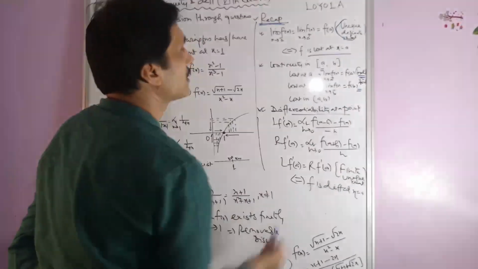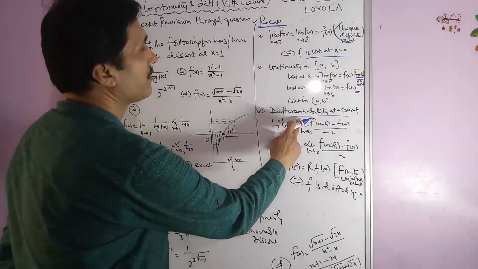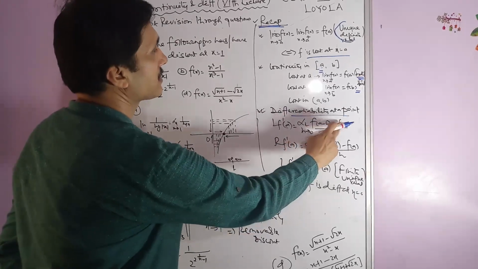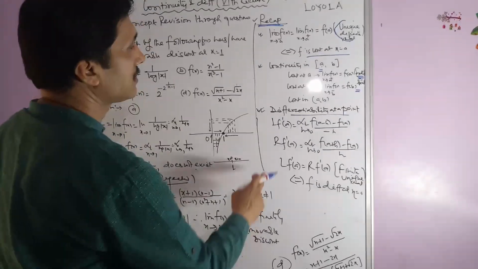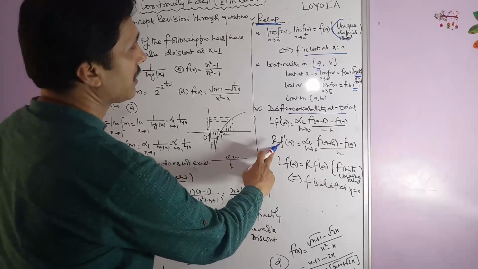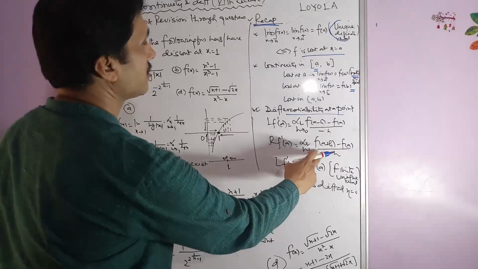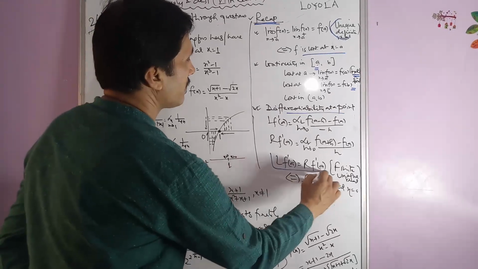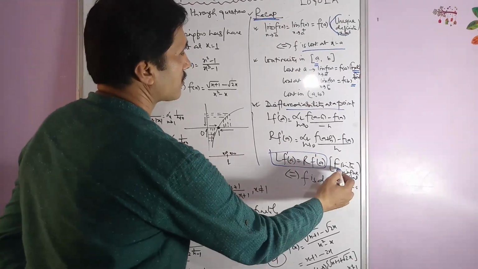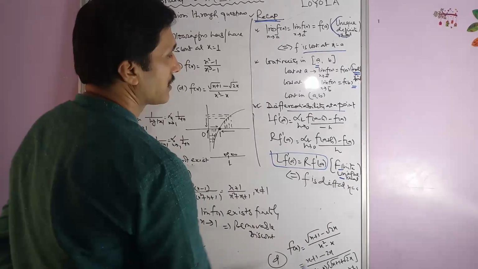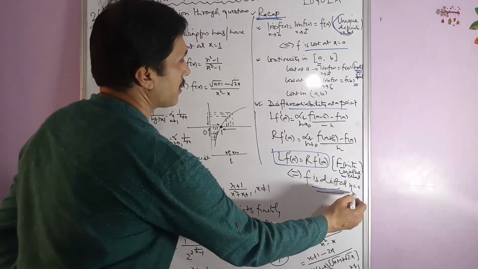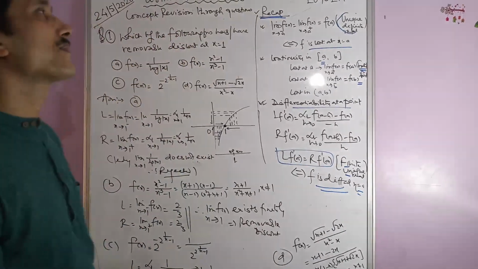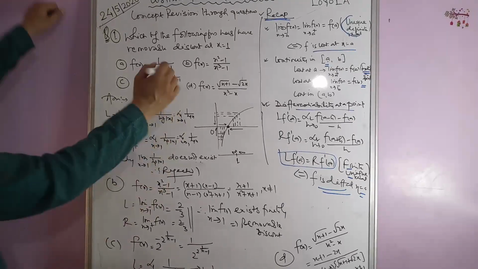Differentiability at a point: Lf'(a) is the limit as h tends to 0 of [f(a minus h) minus f(a)] upon minus h. Right hand derivative at a, Rf'(a), is the limit as h tends to 0 of [f(a plus h) minus f(a)] by h. If both are equal and a finite unique real number, then f is differentiable at the point x equal to a. And now we take a question here.